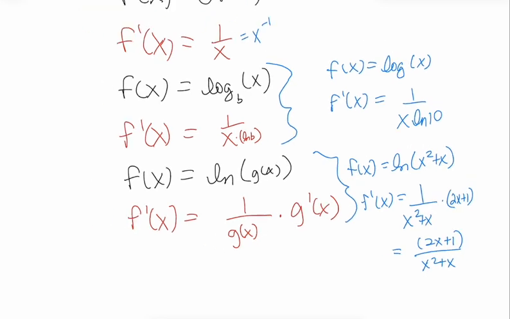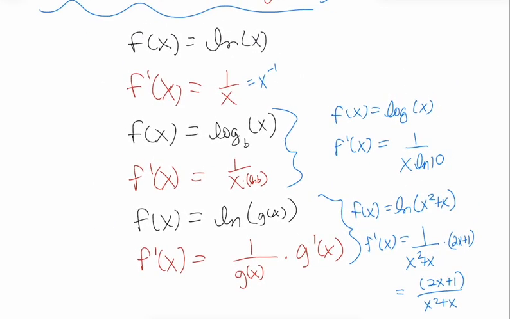Okay. So some new rules that you're going to need to know. The derivative of an e to the x is e to the x. The derivative of a natural log is 1 over x. Just some things to memorize, okay? And I've provided 2 examples there.